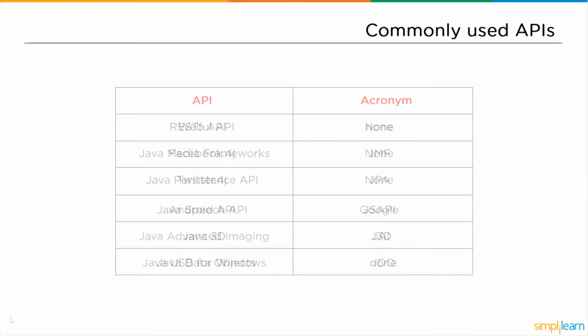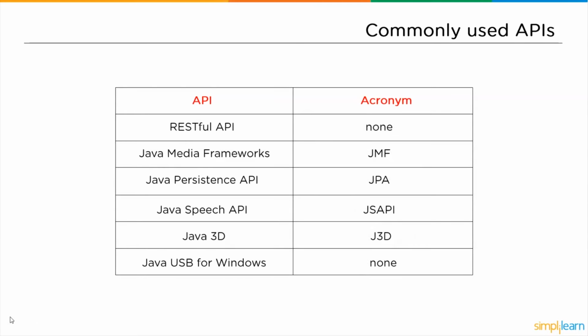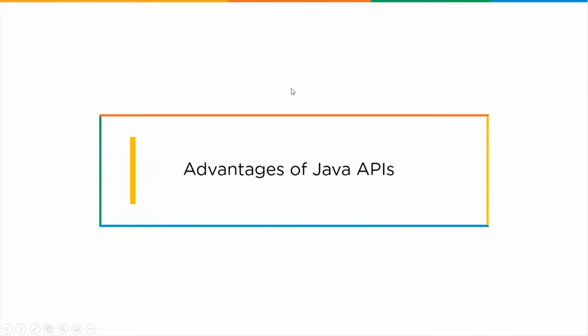Moving into the next slide, we have a few more APIs. We have RESTful APIs, Java Media Framework, Java Persistence APIs, Java Speech API, Java 3D, Java USB for Windows, etc. Similarly, in the right column we have their acronyms. For Java Media Framework we have JMF, for RESTful APIs we have nothing, for Java 3D we have J3D, Java Speech API as JSAPI, and a few others. Followed by this, we will advance into the next topic where we will discuss the advantages of using Java's APIs.